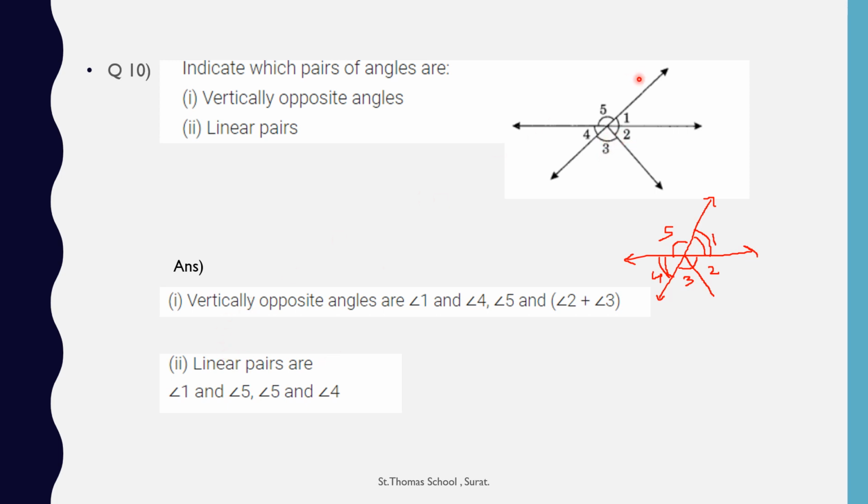Okay. Now linear pairs. So what do you mean by linear pair? Sum of two adjacent angles is 180 degrees. We know that this is a straight line. So angle 1 plus angle 5, this is a linear pair. Same way, this line is a straight line, so sum of these angles is 180 degrees. That means angle 5 and angle 4. So linear pairs are angle 1 and angle 5, and angle 5 and angle 4. It's clear?